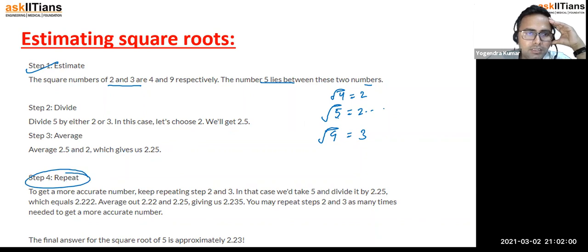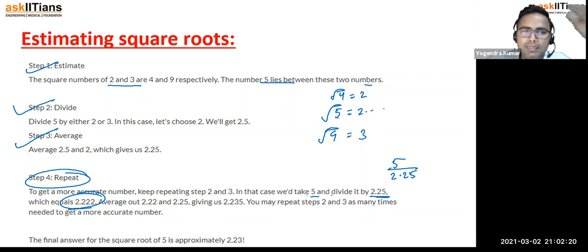Now repeat steps number 2 and 3. When we repeat, we divide 5 by 2.5, so we get 2.25. Then 5 divided by 2.25, so what we get is 2.222. And then take the average of 2.222 and 2.25. So what we get is 2.235, right? You may repeat, and we are getting the answer approximately this much.